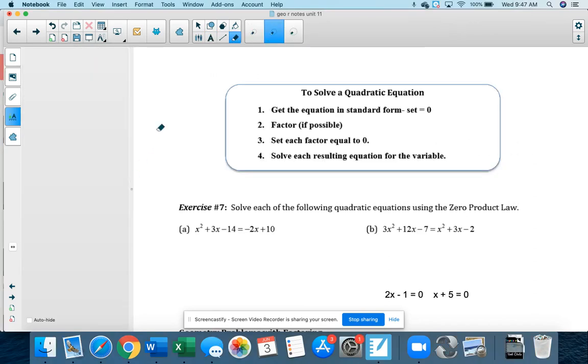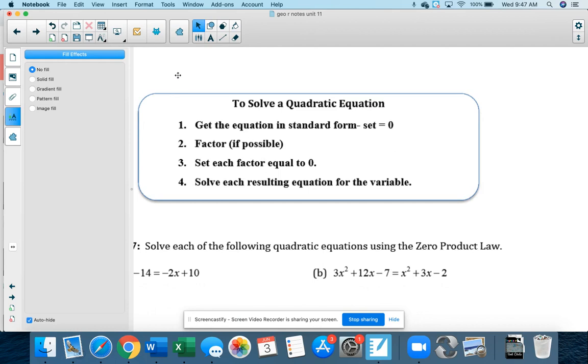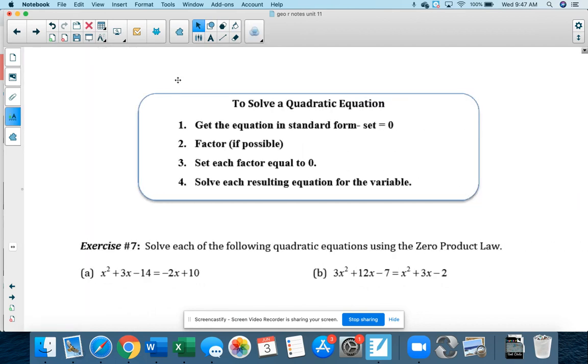Okay, so on this next page, we're going to solve a quadratic equation, which involves factoring. So we're going to take everything that we just learned, and we're going to solve equations with it. So you did this back in algebra. You're going to do it again in algebra 2. So I'm going to review how you did it in algebra, and then we're going to do some geometry problems with it.